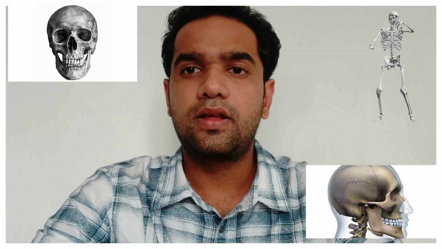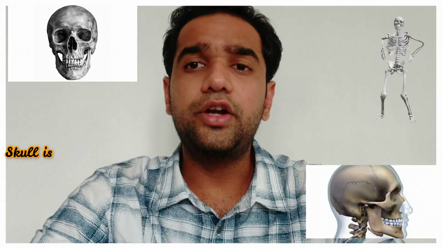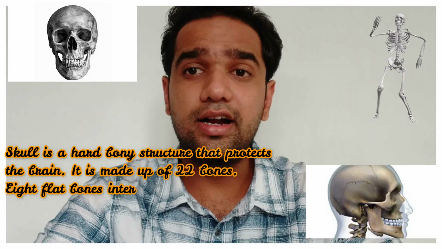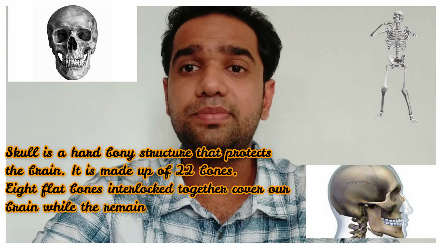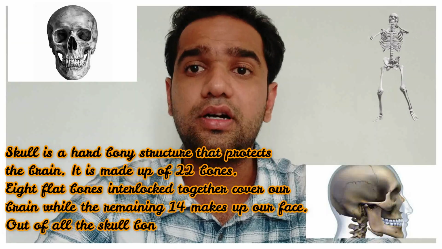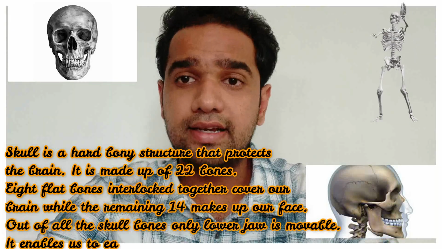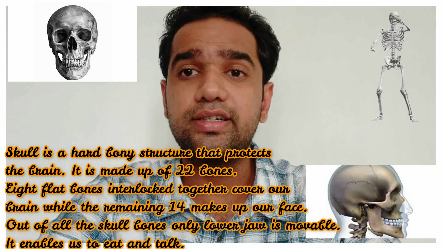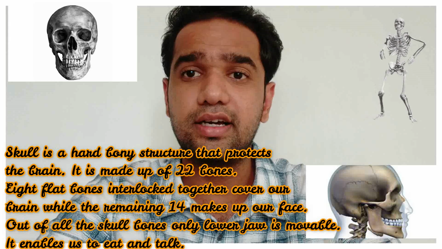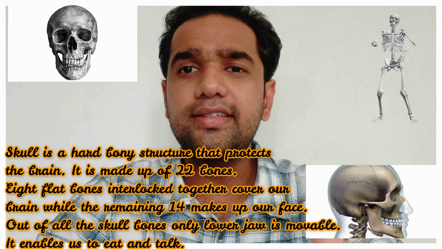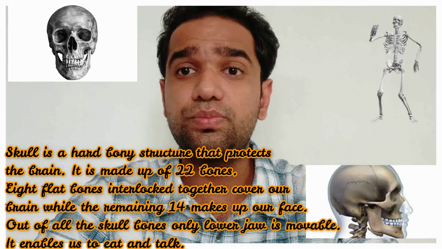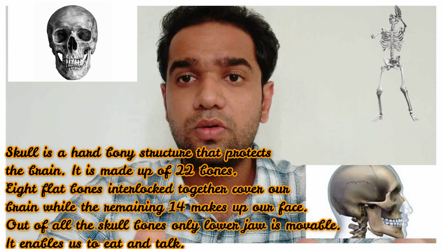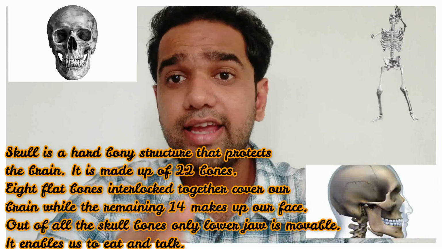Now, what is a skull, or what do you mean by skull? Skull is a hard bony structure, which means it is made up of hard bones. And this skull protects the brain. Clear? The brain is situated inside the skull and it protects the brain. And this skull consists of 22 bones. Skull consists of 22 bones, which means 8 bones.